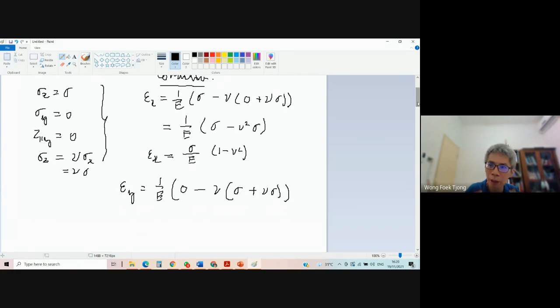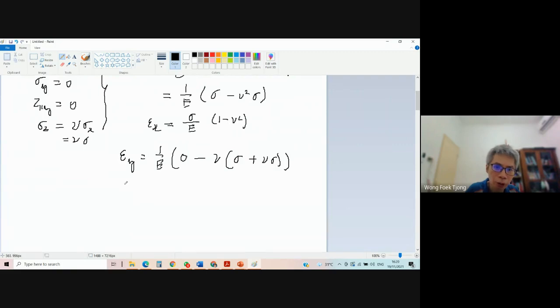So the strain in y direction is what? 1 over E, minus nu sigma minus nu square sigma, or minus nu sigma, over E, 1 plus nu. Okay? Any question?